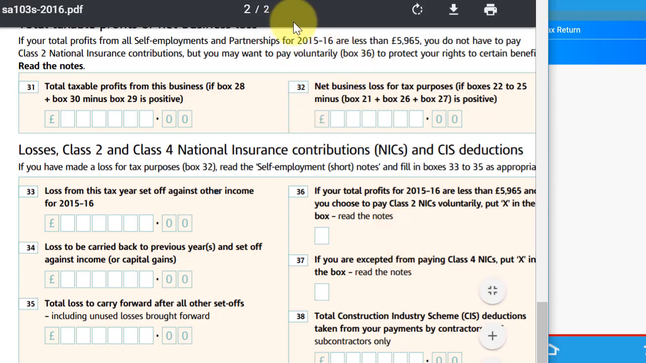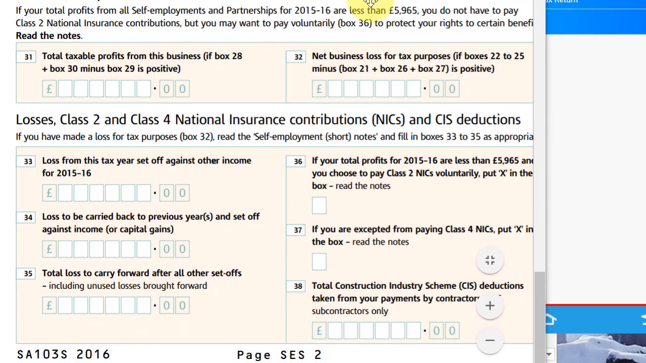And as you can see below here, let me drag this down here. This is the SA103S, the short one. Okay, so that is what we are generating the report for.